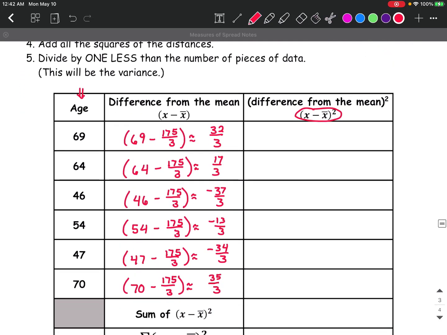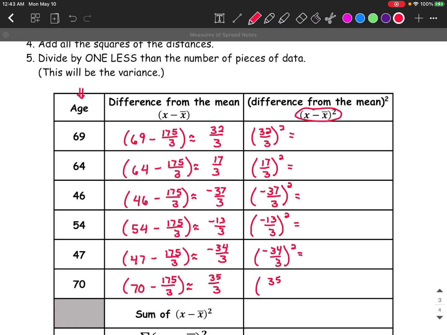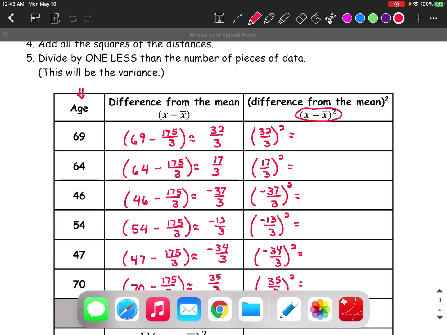All right, so we need to take 32 over 3 and square it. We need to square 17/3. Now this is why we're squaring. We're getting rid of these negatives. That's why we square and then square root to find a standard deviation. It's going to help us take care of the negatives and make sure the distance is always positive. Negative 13 over 3 squared, negative 34 over 3 squared, and 35 over 3 squared. So here we go.